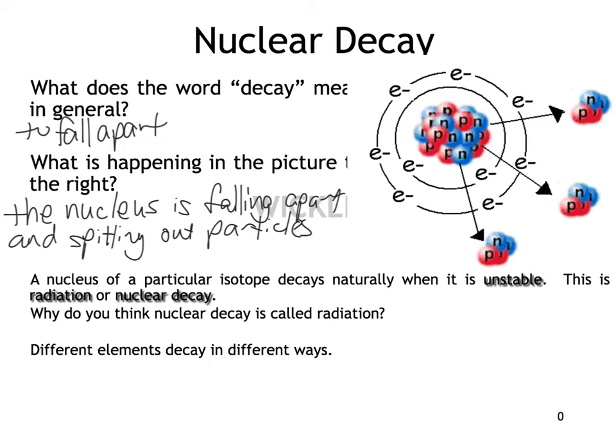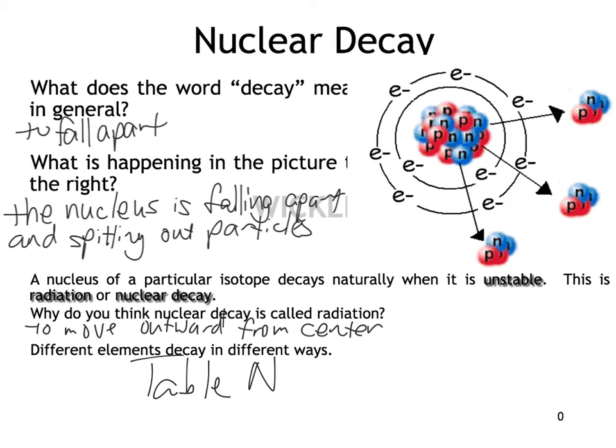The reason why we call it radiation actually comes from the same roots as the word radius, or even a radiator, and it just means to move outward from the center. Different elements decay in different ways. We will get to it much later, but if you are curious, there is a reference table called Table N, and Table N highlights some of the different decay modes that exist.